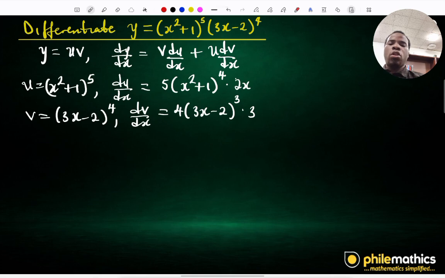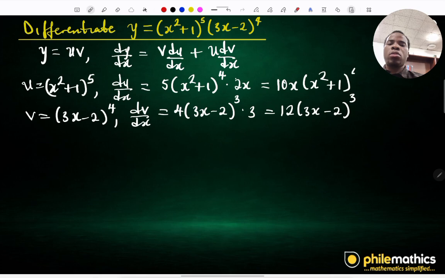So if we open this up, this is simply 12(3x minus 2) to the power 3. And the same thing for the upper one, we'll have 10x(x squared plus 1) to the power 4.